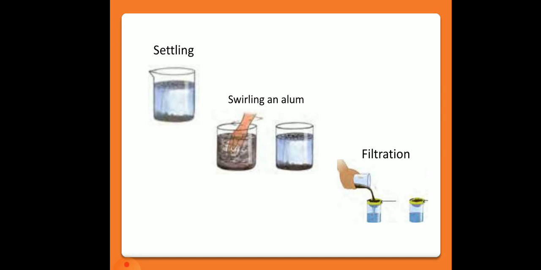In settling, a sediment is formed at the bottom of the water. After swirling an alum, the rubbish floats and smaller particles settle at the bottom and the water becomes transparent. And in filtration, all the rubbish and soil particles remain on the cloth and we get clean water.